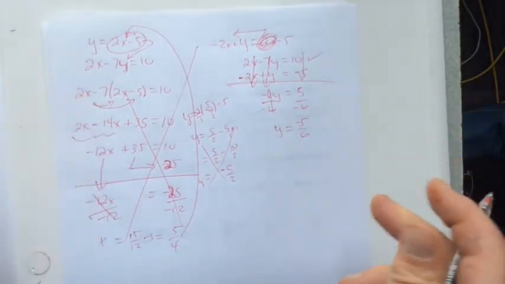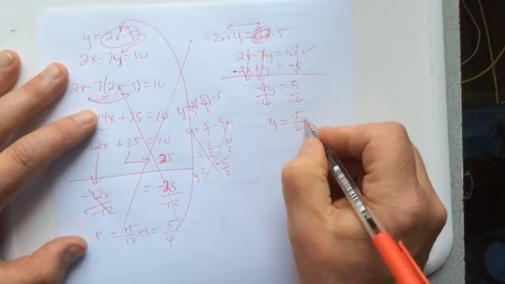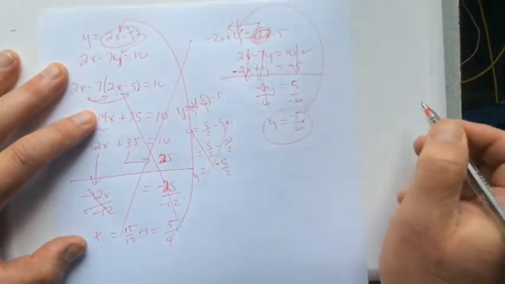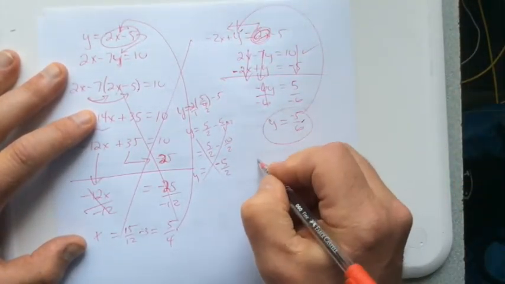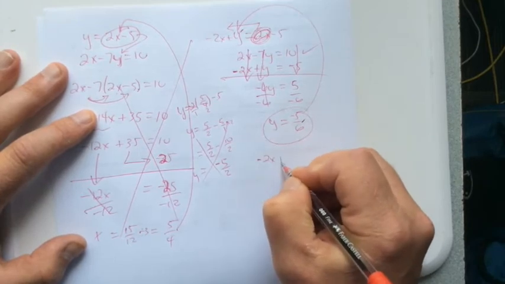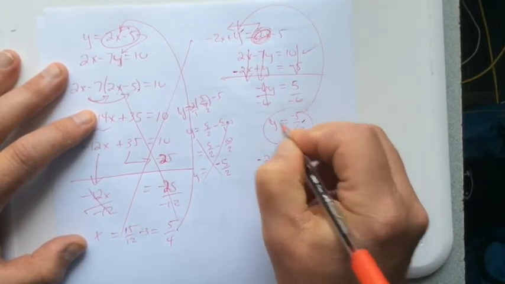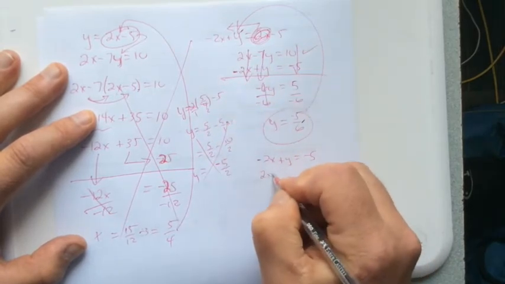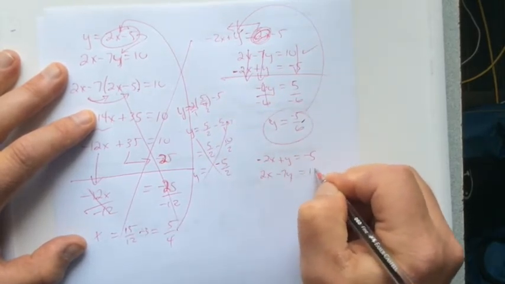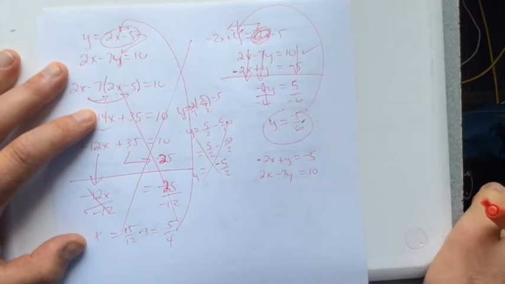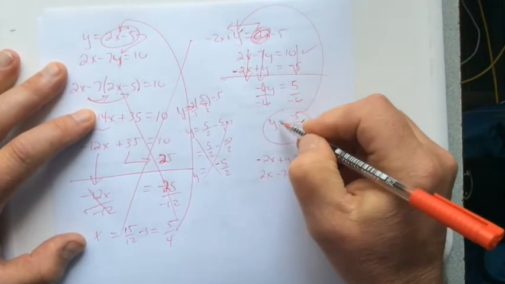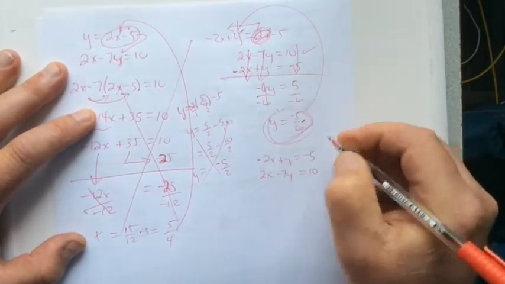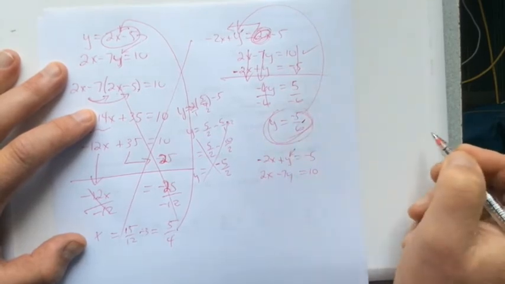Okay, but the reason that I think elimination is easier is you don't have to go sub this in and get it. You can just start over. It was negative 2x plus y equals negative 5. That was this one. And the other one was 2x minus 7y equals 10. You can just do elimination again for the other one. So this one we made the x disappear. Let's just crank it up so the y disappears.